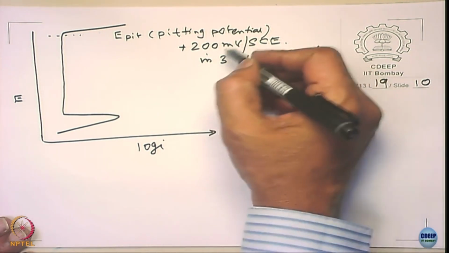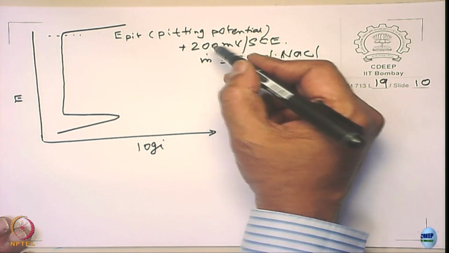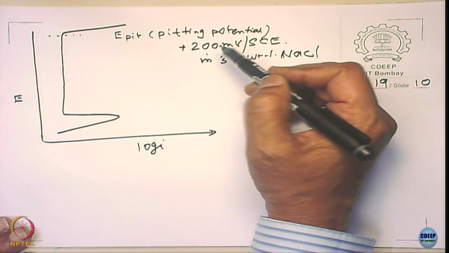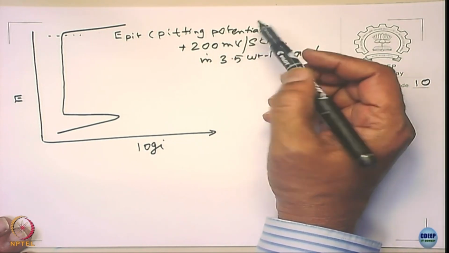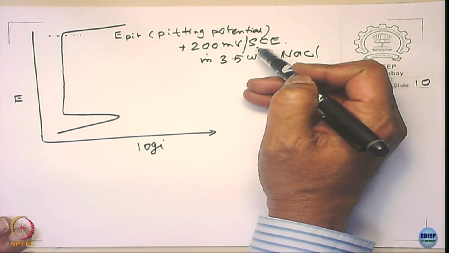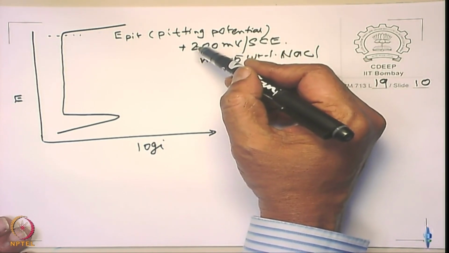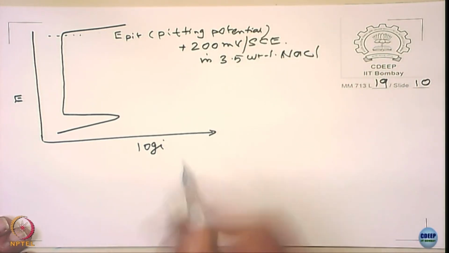Now what is this potential? This potential is with respect to the solution, the potential of the metal with respect to the solution as measured by a reference electrode, in this case a saturated calomel electrode. So I am measuring the potential of this metal in relation to the solution, 200 millivolt.